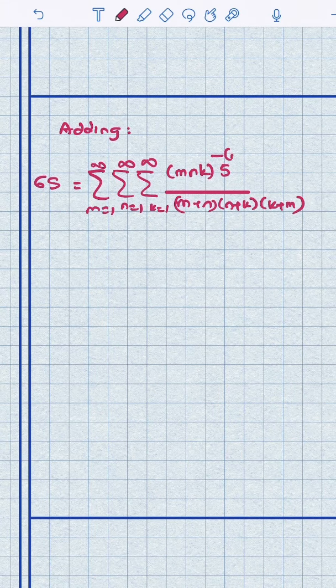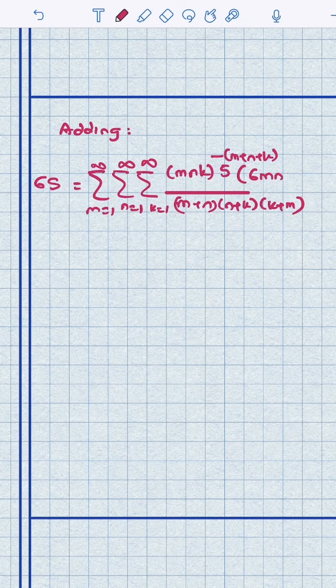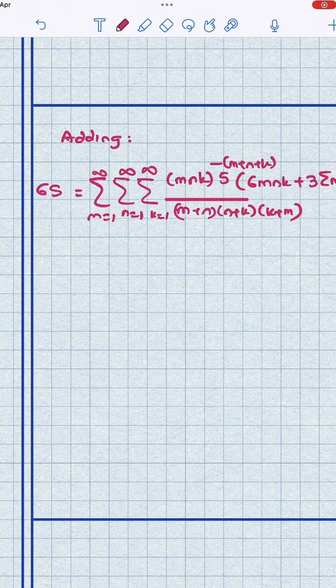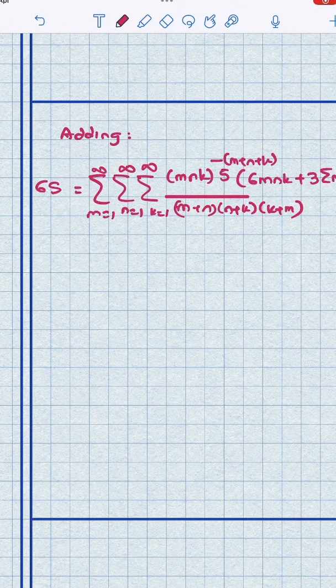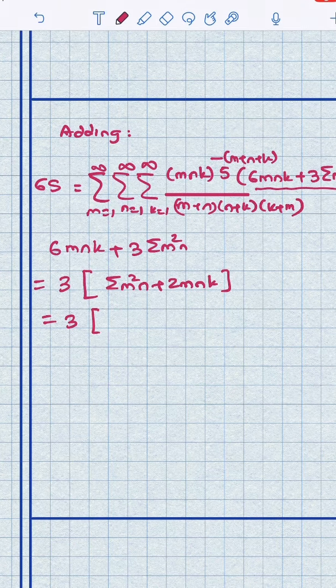5 raised to the power minus (m plus n plus k). This part will also remain the same. Inside the bracket, 6 times m and k will get added, so we get 6 times the summation of m square n. Notice carefully the numerator portion. Actually, if I take 3 common, it is actually 3 times the summation m square n plus 2mnk, which we have just seen is equal to the denominator.